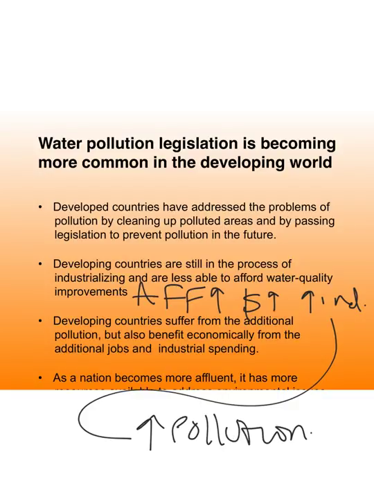Right, so this will happen really, really quickly because we know that the available technologies for industrialization are great, right? They're not having to wait hundreds of years like we had to in a lot of our countries, right? They're going to go through all those growing pains all at once. Developing countries suffer from the additional pollution, but also benefit economically from additional jobs and industrial spending. So they also have the potential to quickly fix their problems, right? And if they incorporate clean, green technologies or renewable energy sources, there's a chance that they don't need to make a lot of the same mistakes that we do.